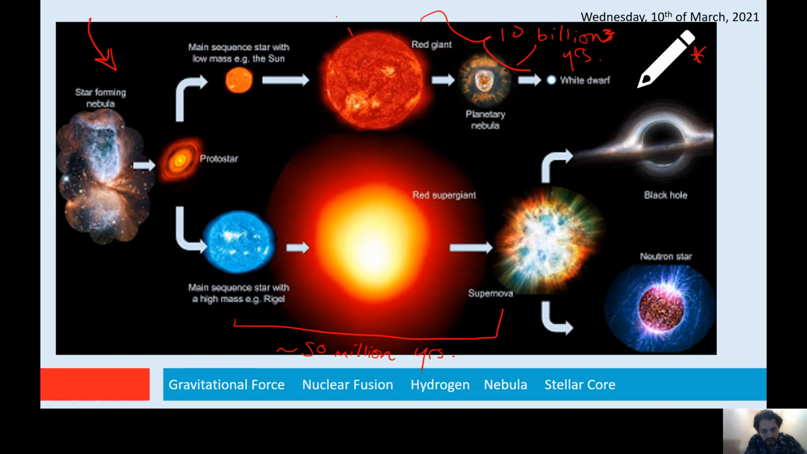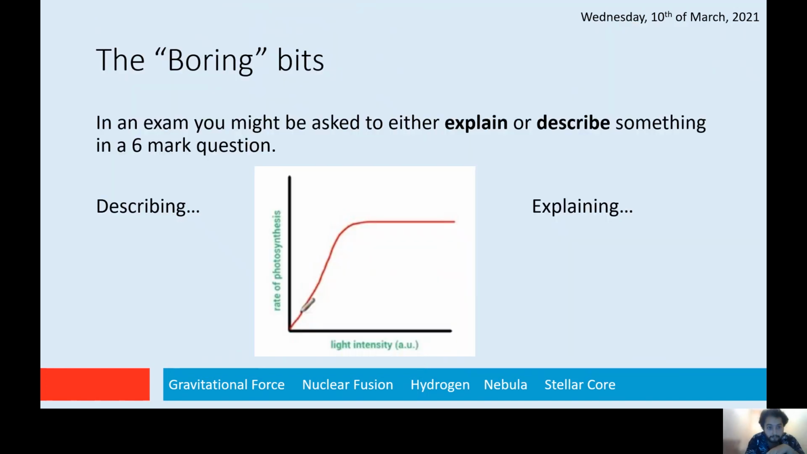Here, the temperature is low. Here, the temperature is higher. And the same for these guys by here. The temperature decreases when it turns into a giant or a supergiant.